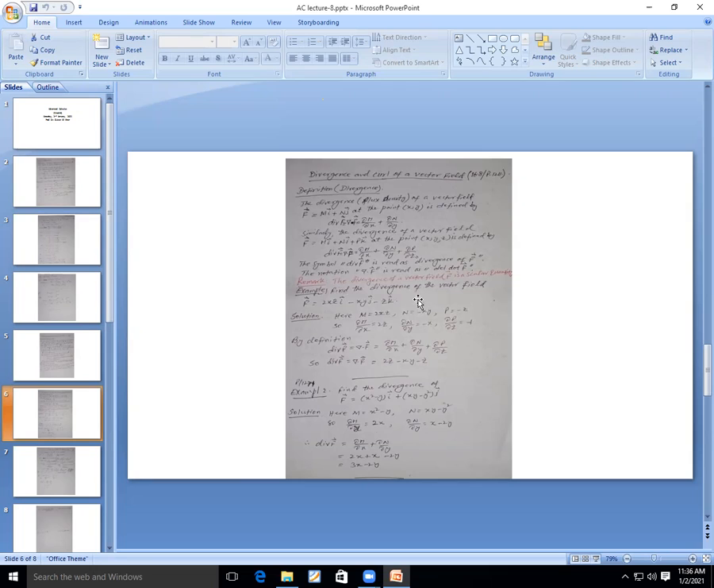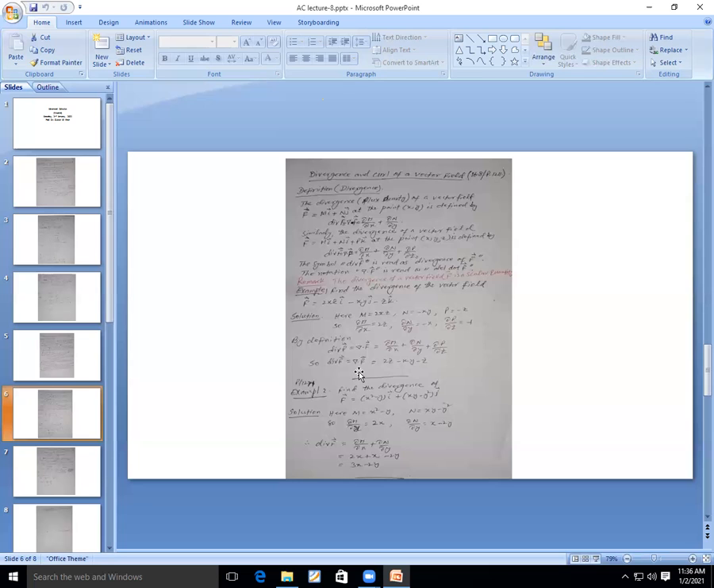Now what you have to do? Simply differentiate M with respect to x, N with respect to y, and P with respect to z. You get del M over del x equal to 2z, del N over del y is equal to minus x, del P over del z is minus 1.